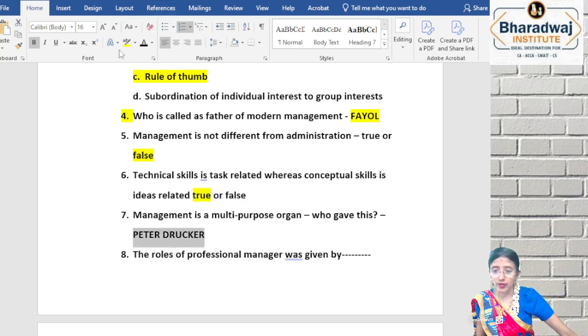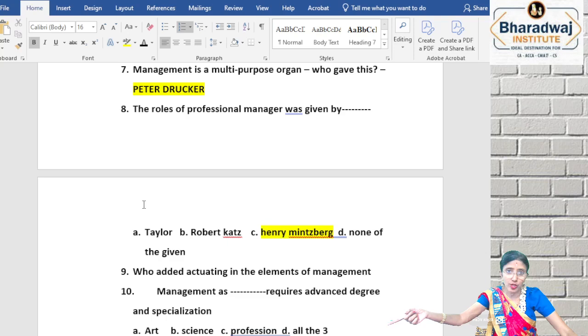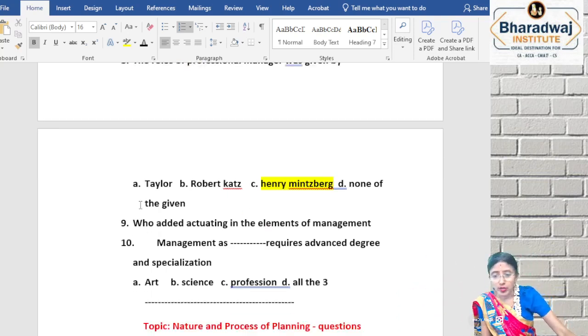Roles of a professional manager were given by C. Correct. And skills were given by Robert Katz. Skills of a professional manager by Robert Katz. Roles of a professional manager by Henry Mintzberg. Who added the actuating element? Look at the notes at least and tell me.